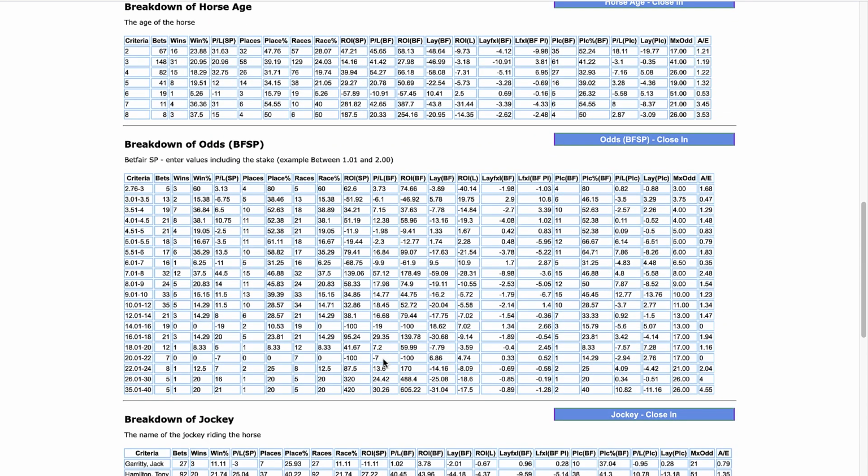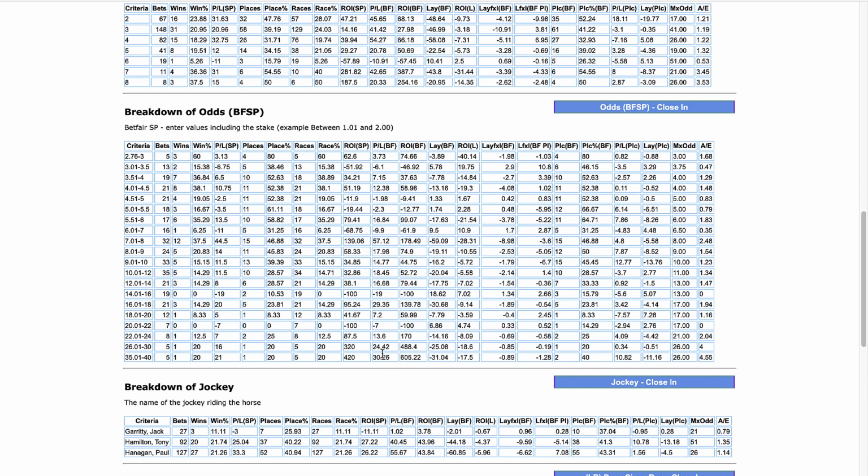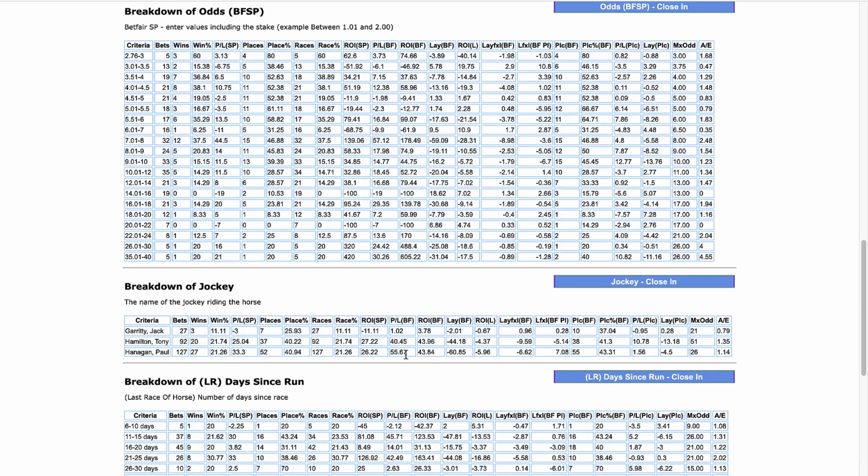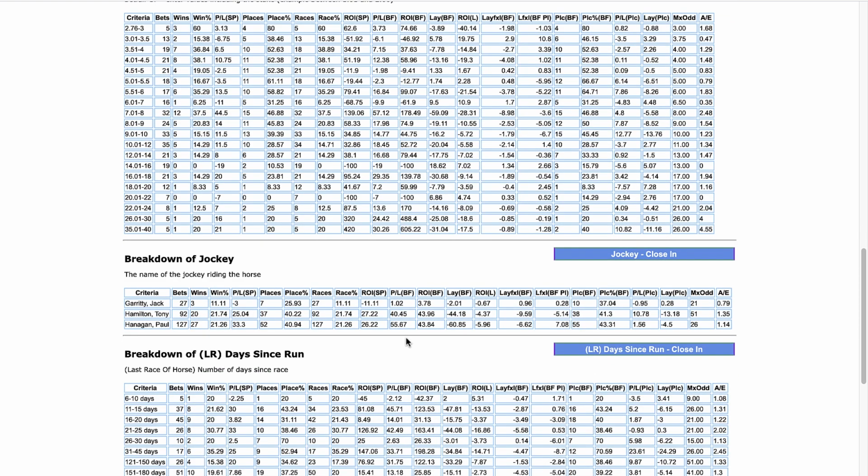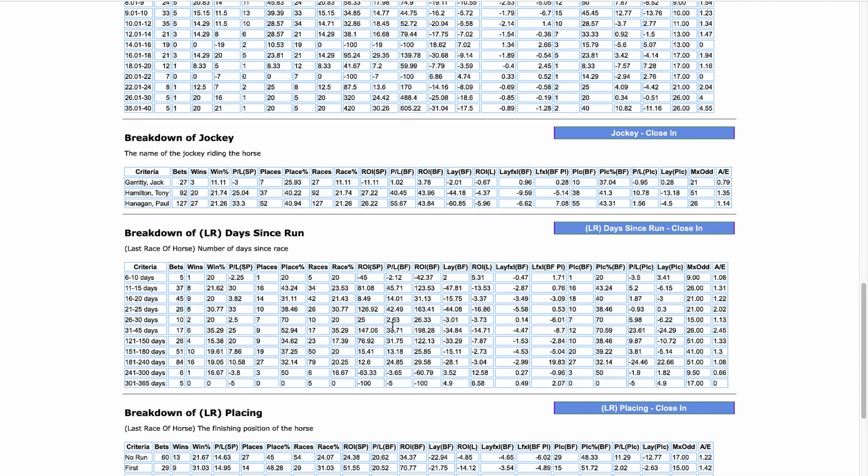And the Betfair SP, by eliminating the different class ones, we got rid of the higher odds ones that were there before. No significance between the jockeys. Paul Hannigan riding the majority of them, showing a good profit. And Tony Hamilton showing a similar strike rate. Jack Garrity's strike rate's not so high, but he's still in profit, so we'll leave them.